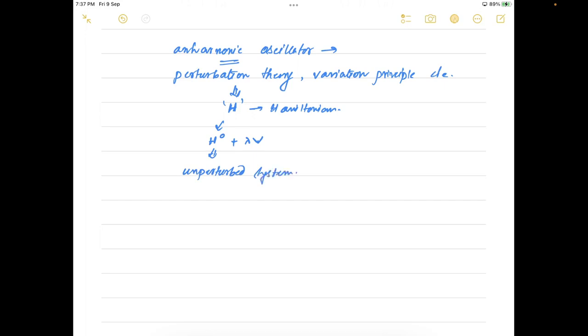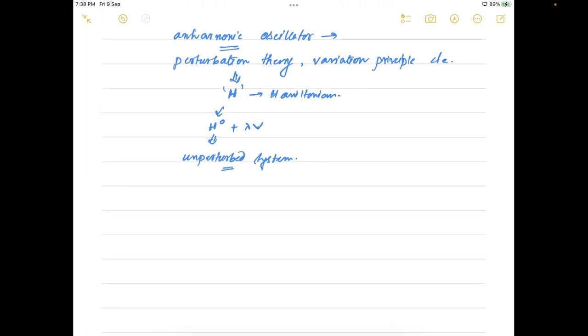Unperturbed system means we solve this quantum mechanical system exactly. Now we are adding the perturbation term here, where lambda is the perturbation. So the perturbation, which we call lambda, is very small. The perturbation theory will work for weak or small perturbation, and V is the perturbed term.